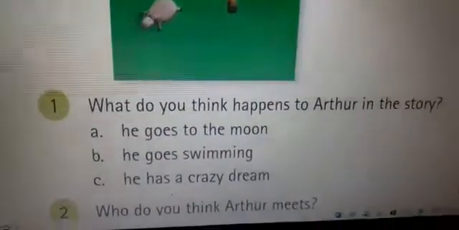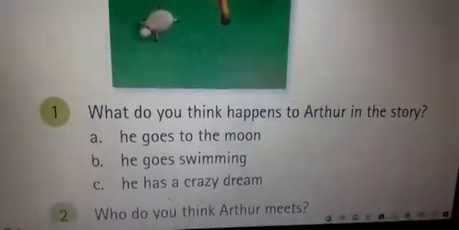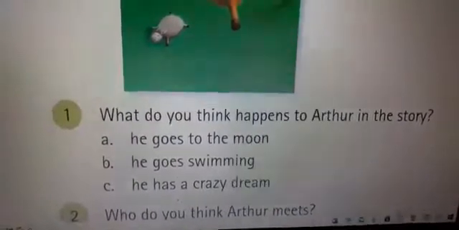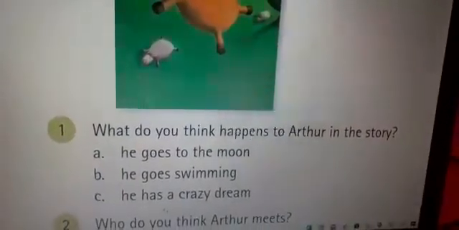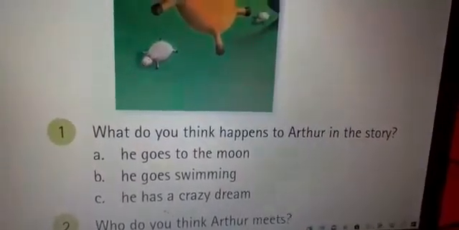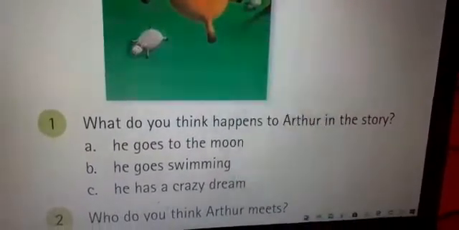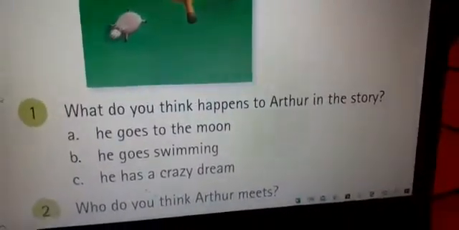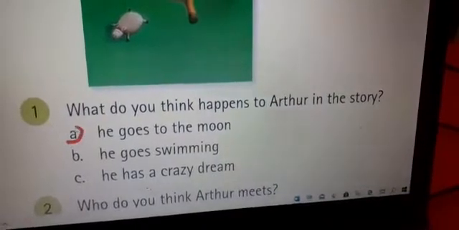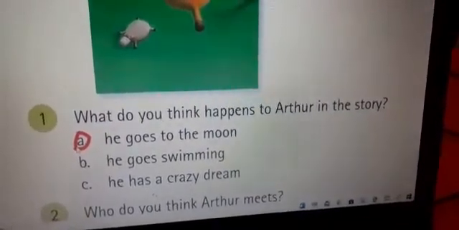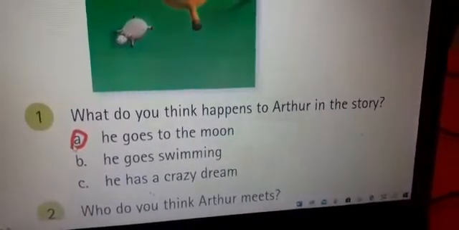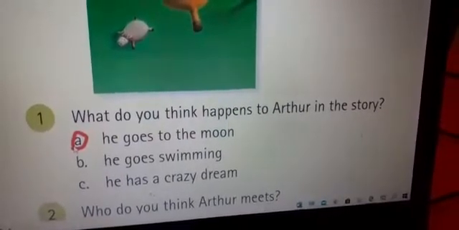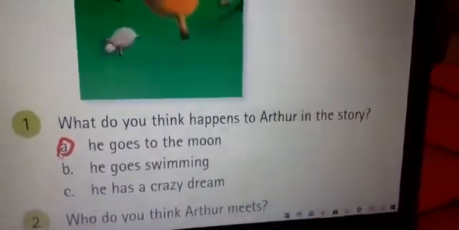What do you think happens to Arthur in the story? Do you think he will go to the moon? He goes to the moon, or he goes swimming, or he has a crazy dream? What do you think? What do you think is the answer? I think for me, he will go to the moon. This is my answer. It's okay if it's not correct. This is what you really think from the picture.